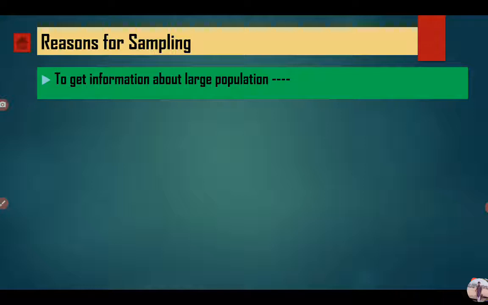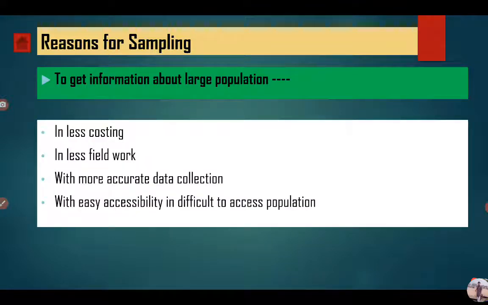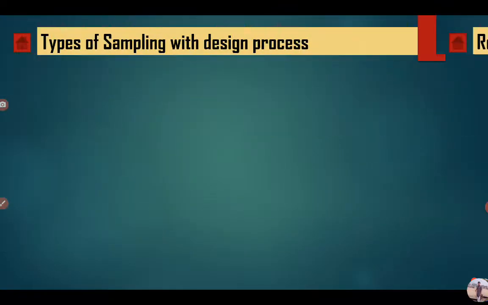Why should we do sampling? Actually, we do sampling to get information about a large population at less cost, with less field work, with more accurate data collection, and with easy accessibility in difficult to access populations.